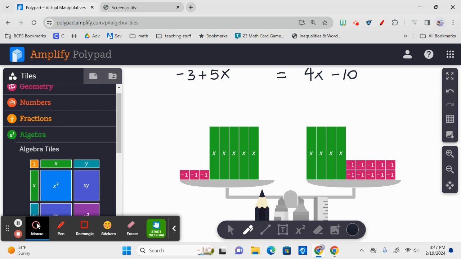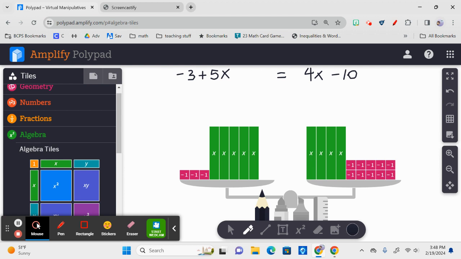Hey everybody, today we're going to take a look at what happens when we are trying to solve an equation for a variable, but we've got variables on both sides of the equation. Now you've probably heard me or Mr. Rake say that an equation is like a balance or a scale. So today we're going to use this manipulative at Polypad to show us how a scale can help us figure out what those values of x are.